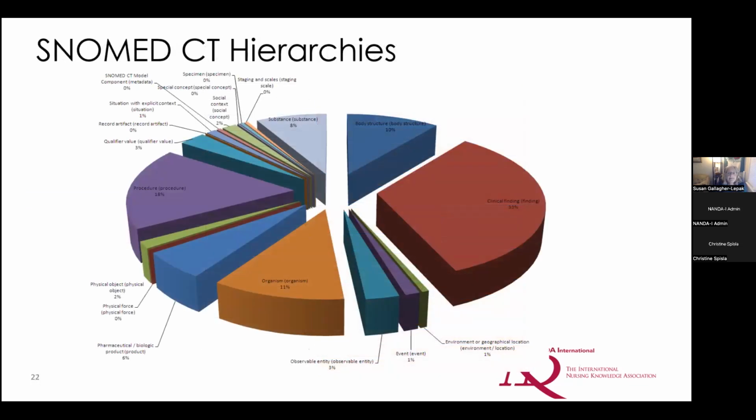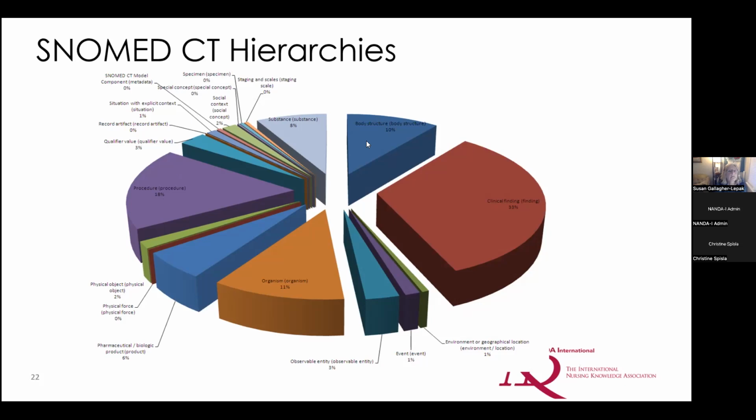So this is a breakdown of the number of concepts in all of the hierarchies. And I know the type is a little bit small, but the clinical findings hierarchy is where you're going to find your NANDA nursing diagnoses. And this is the biggest, volume-wise, this is the biggest hierarchy there is. The next biggest is procedure. So if you're thinking about your clinical documentation, that's your nursing diagnosis and your nursing interventions.